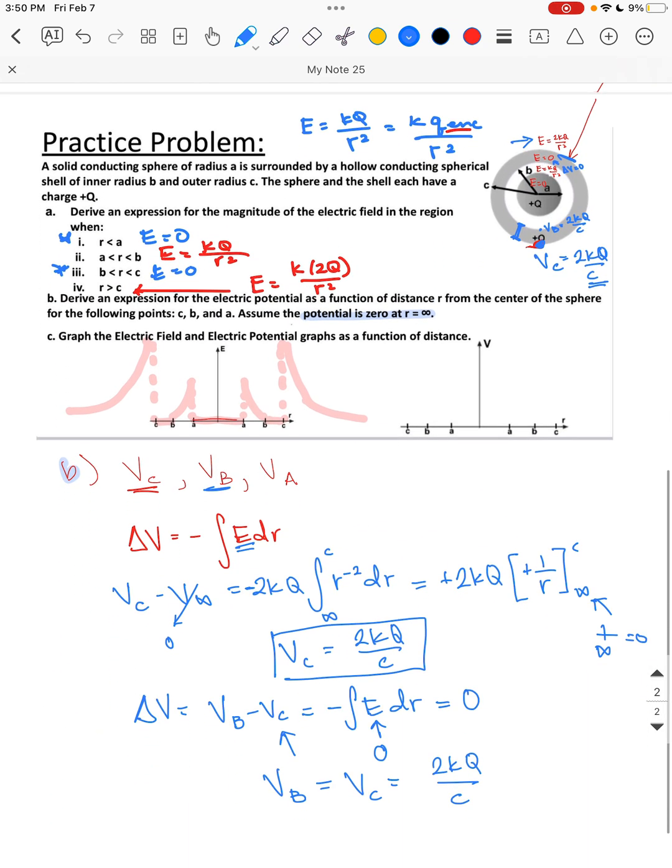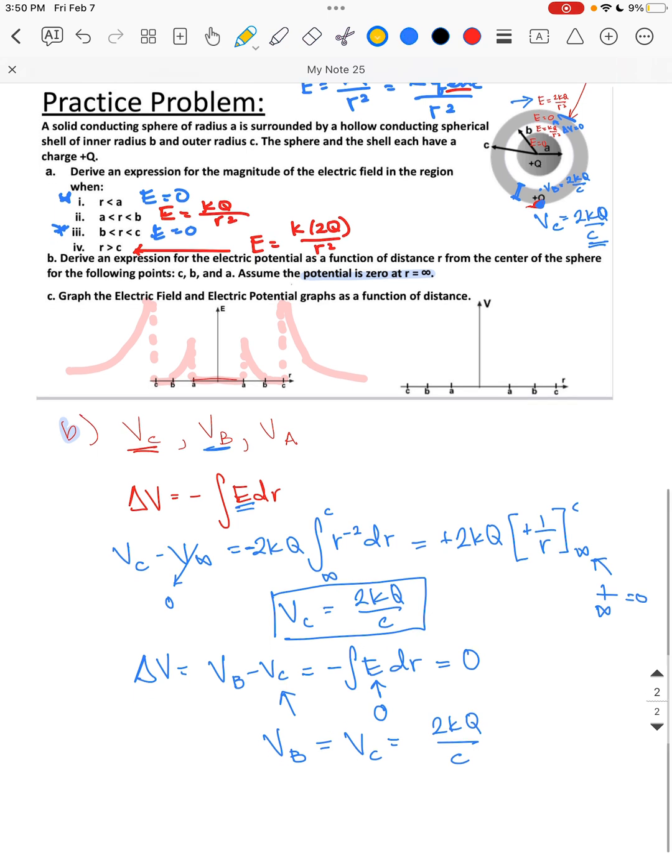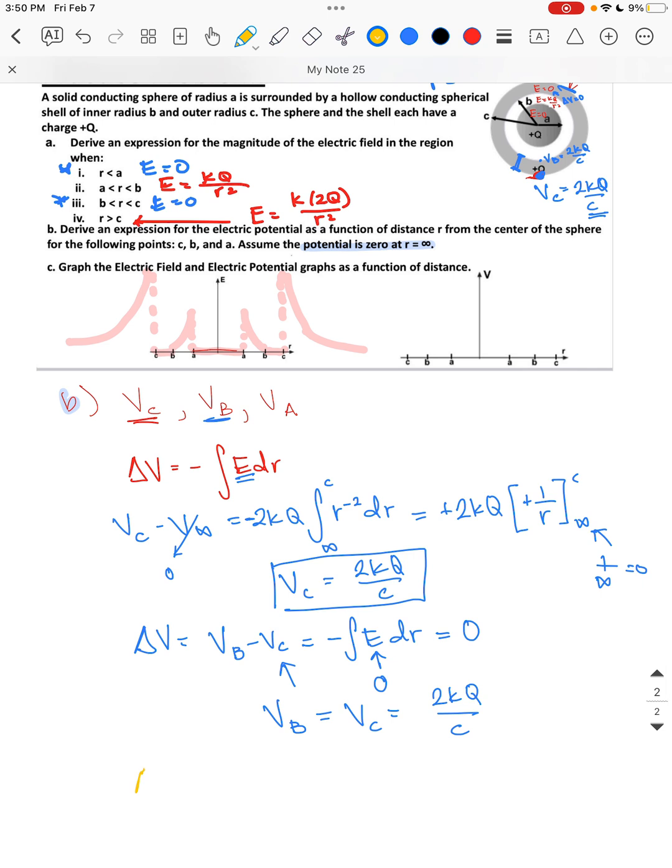I had students do this last piece in class. So if you want to, you can pause the video and figure out what this last piece is, but we are trying to solve for delta V, which is VA. This is what we're solving for. And we want to take the change in potential from B to A so that we can use this equation.